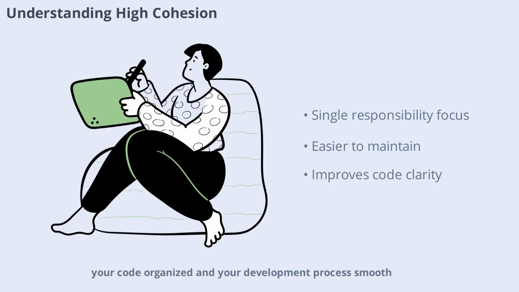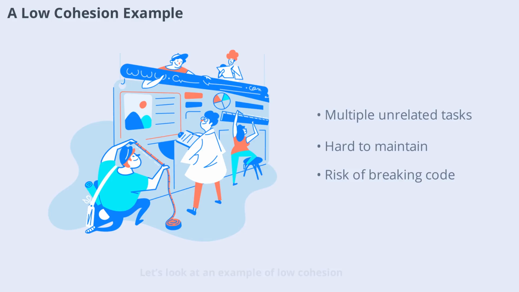As we move forward, you'll see how high cohesion helps keep your code organized and your development process smooth. Let's look at an example of low cohesion. Imagine a class called OrderService that handles creating orders, calculating tax, sending emails, and generating reports all in one place. These tasks are unrelated and don't belong together. When a class tries to do too many things, it becomes hard to understand and even harder to maintain. If you need to change how emails are sent, you risk breaking order creation or tax calculation. This is why low cohesion is something we want to avoid in software design.